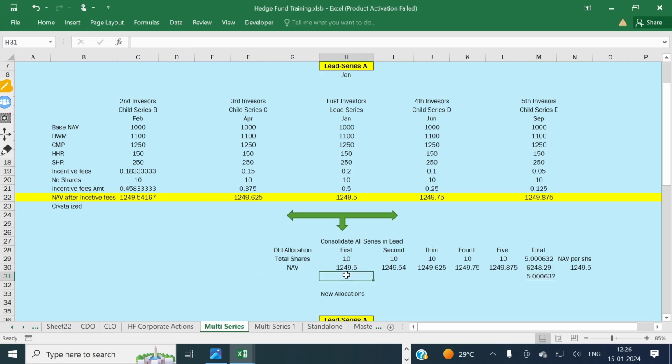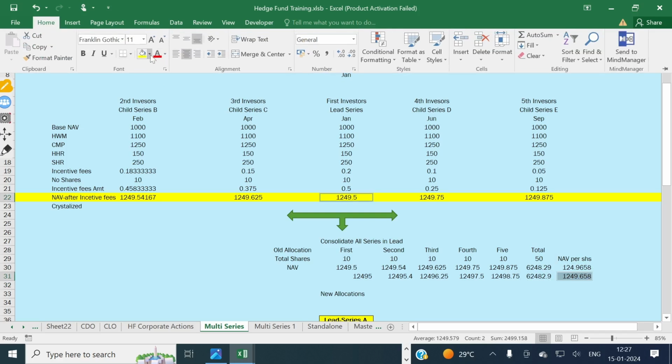Let me just quickly calculate this amount into number of units. So now if I compute this one, 50, now it will die. See.